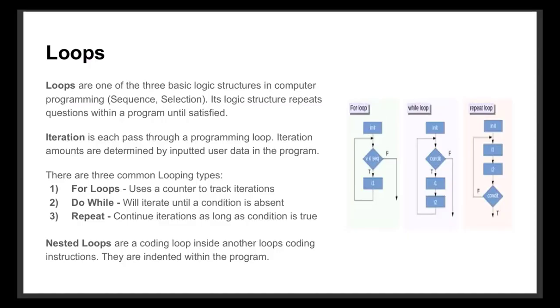There are three common looping structures. The first is a for loop. This is where we will use a counter to track the number of iterations or repetitions we do through a coding structure. The second type of loop is a do while. This is when our program will loop through a specific number of code commands as long as a condition is present or absent. And the third type of loop is a repeat loop. This is where we will continue to iterate or repeat as long as the value that is returned is true.